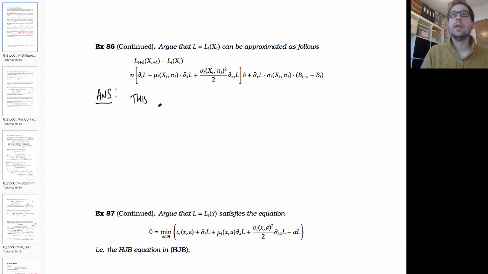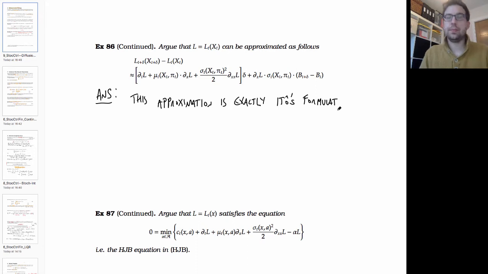This approximation is exactly Ito's formula for L of t of x of t. We can either derive that via a Taylor expansion in the same way that we did before, or we could quote Ito's formula. So let's exactly pick up where we got that from.